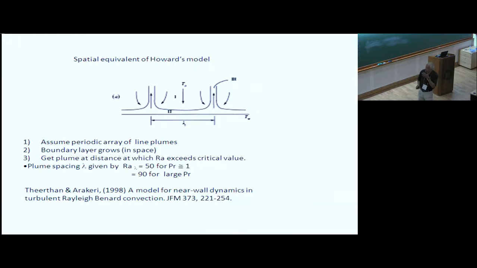So we came up with essentially a spatial equivalent of Howard's model, in the sense that, again, it's an instability, but if you take the cross section, you have these line plumes like this. So the boundary layer you can think of, it grows in space, and at this point, when the Rayleigh number based on this local boundary layer thickness exceeds the critical value, you get a plume. And based on this type of argument, we came up with, actually this should be Ra_lambda to the power of 1/3, that the length scale of the plume, that is the Rayleigh number based on the plume spacing to the power of 1/3, is almost constant, around 50, for Prandtl number of 1, and it is slightly higher if the Prandtl number is larger.